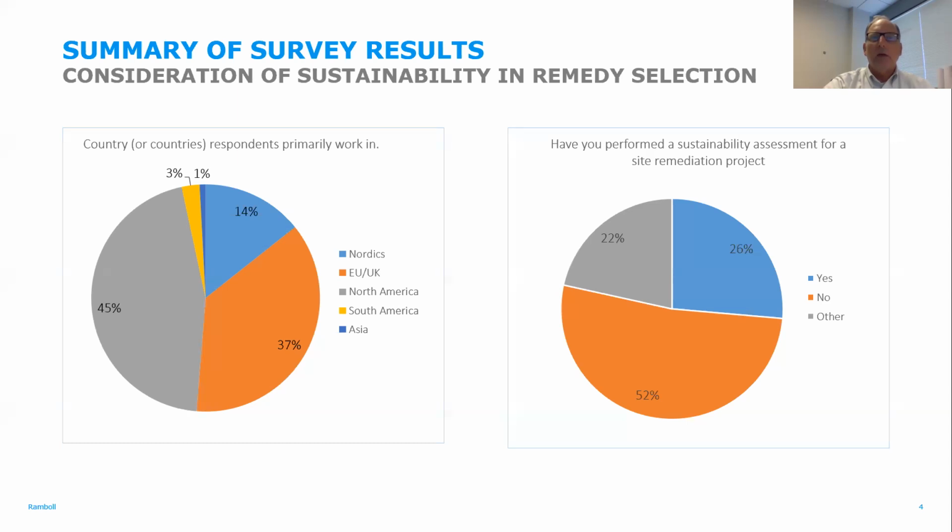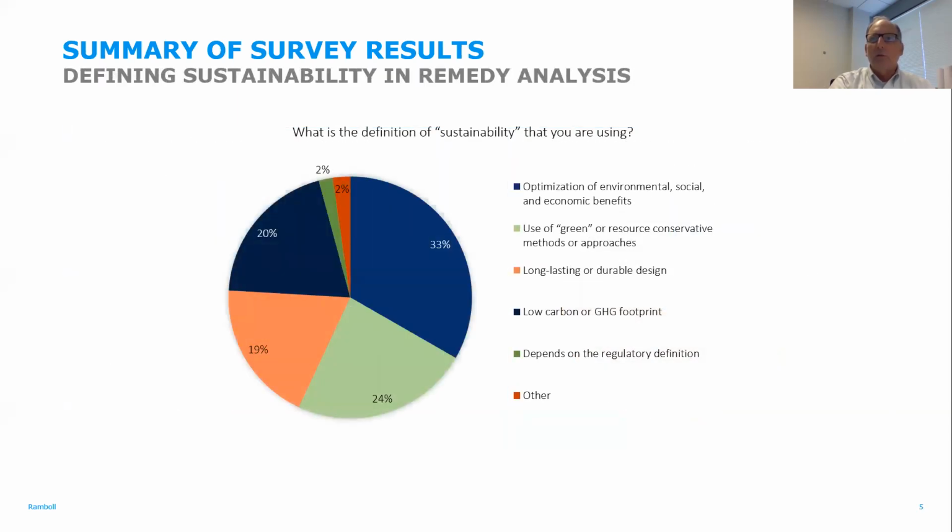If you go to the next slide, we did look deeper into those responses, and we found this equal distribution when we asked practitioners what they consider the definition of sustainability to be as they apply that in remedy analysis. So a little bit more than a third seem to capture a full range of optimization of environmental, social, and economic benefits that really is aligned with what we mean by sustainability, looking at those three main factors.